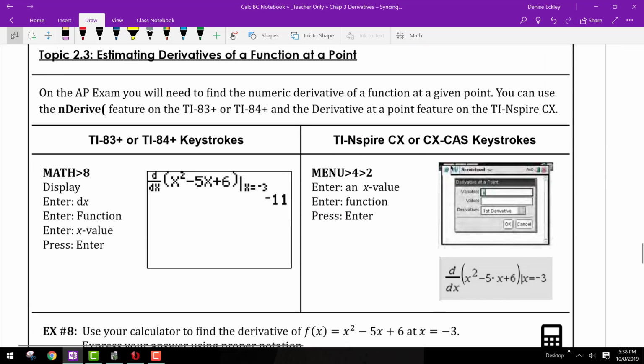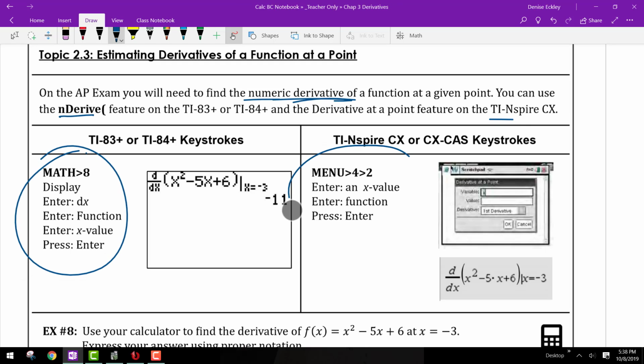All right, next topic, estimating derivatives of a function at a point. Now, some of you may be happy because we're going to use our calculators. So you might be asked to find a numeric derivative at a given point. So there's a function called nderiv on the 84 and derivative of point function on the Inspire. So the steps for doing it are right here and here.